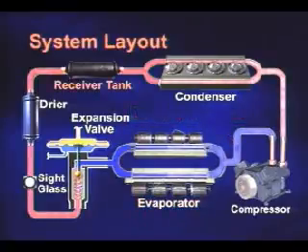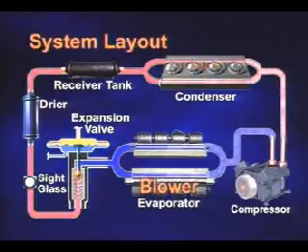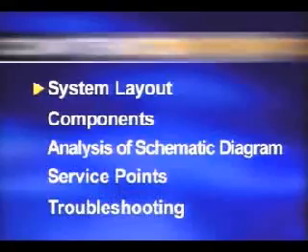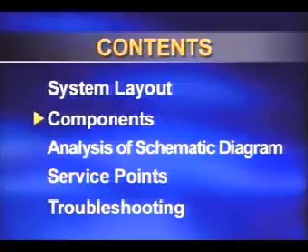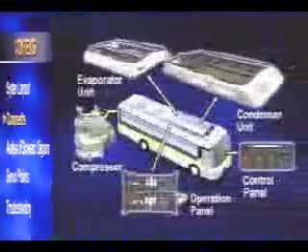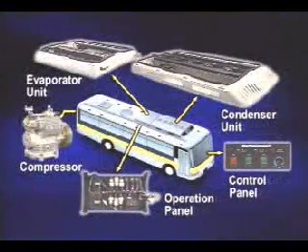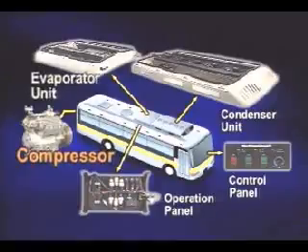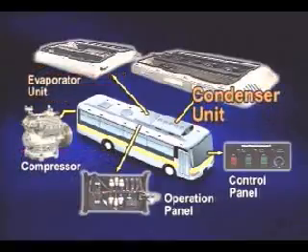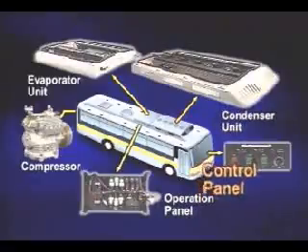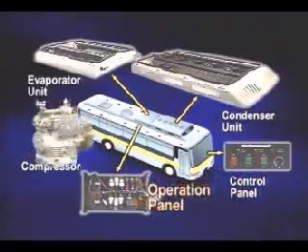In addition, a receiver tank, a dryer, sight glass, condenser fan, evaporator blower, and so forth are installed for the roof-on air conditioning system. The components. The roof-on air conditioner consists of a compressor, evaporator unit, condenser unit, control panel, and operation panel.